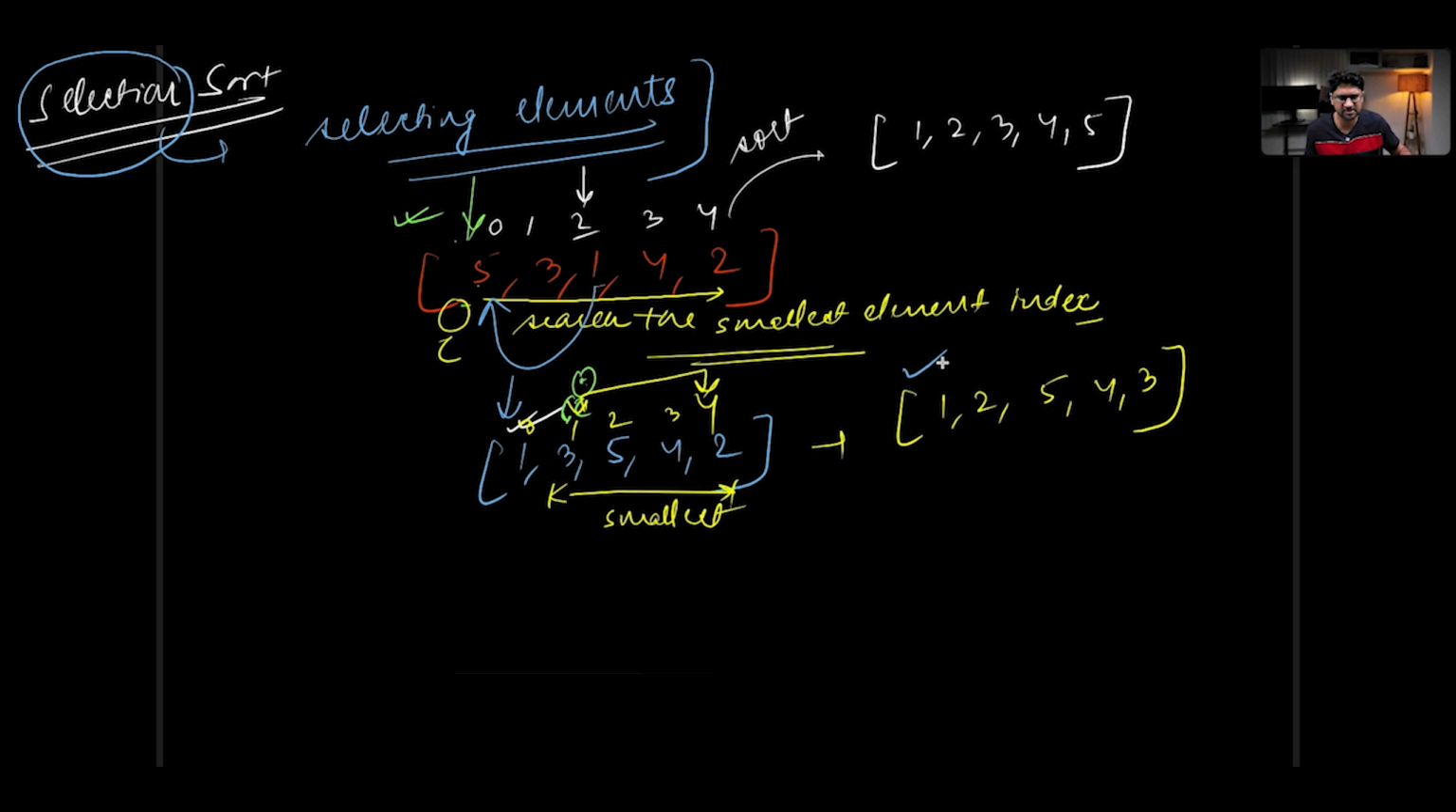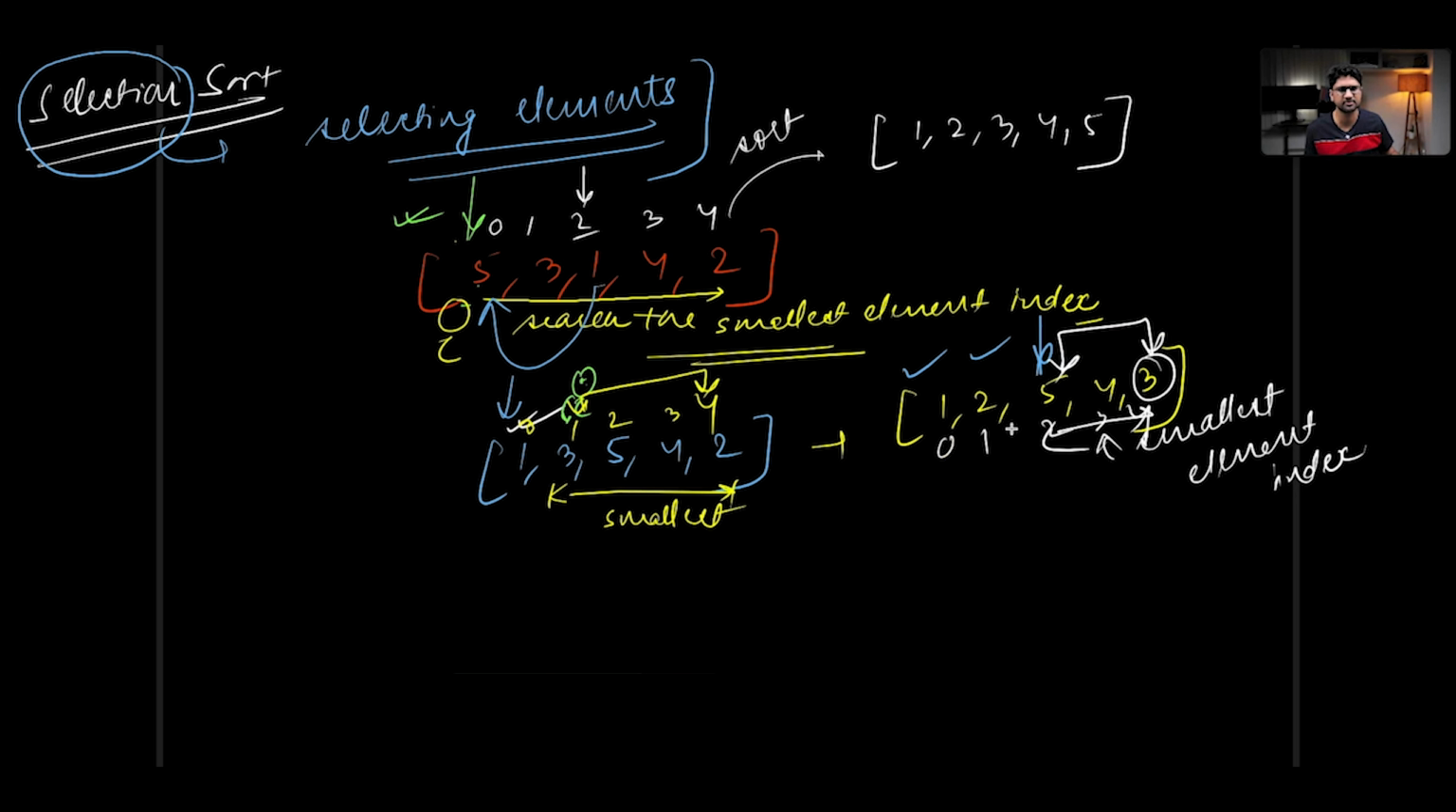Now I am done with this, I am standing here now. From this point till the end, I have to find the smallest element's index. From here to here, this is the smallest element. Its index is 0, 1, 2, 3, 4. So I need to swap these two elements. After swapping, it becomes 1, 2, 3, 4 and 5.